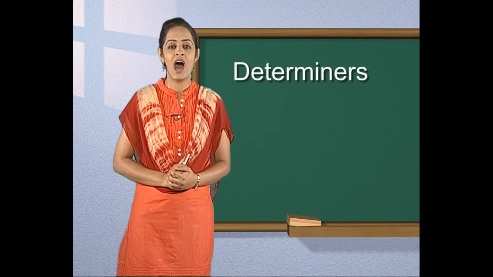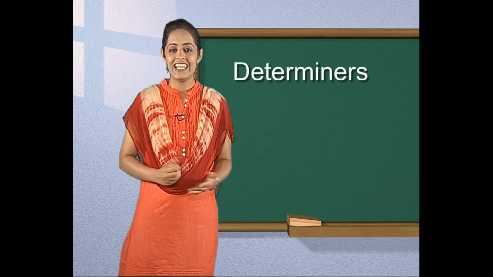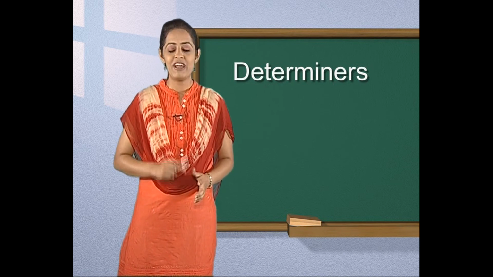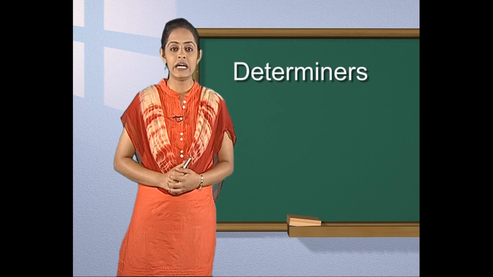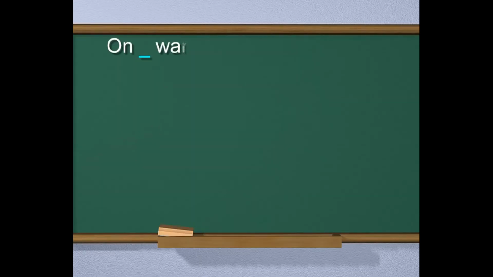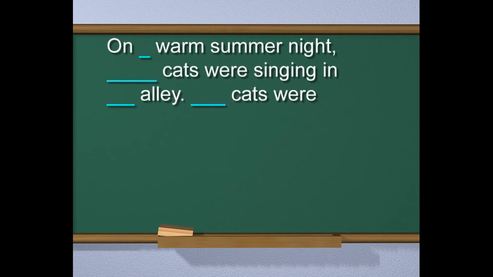Children, now you are ready with the usage of the articles. Let's do an exercise to check your understanding. Fill in the blanks with a, an, the, or some. On dash warm summer night, dash cats were singing in dash alley. Dash cats were very noisy.